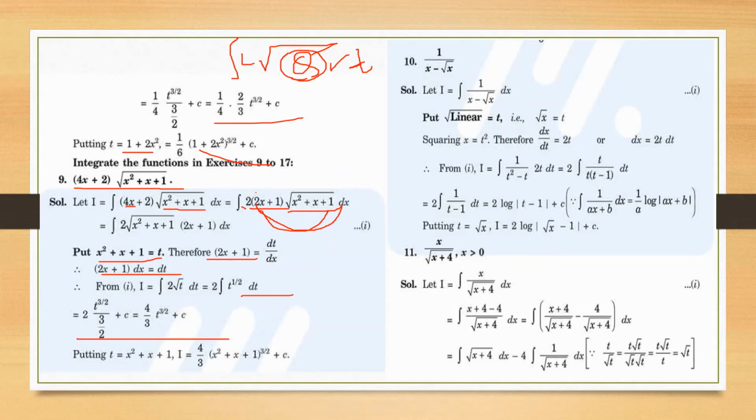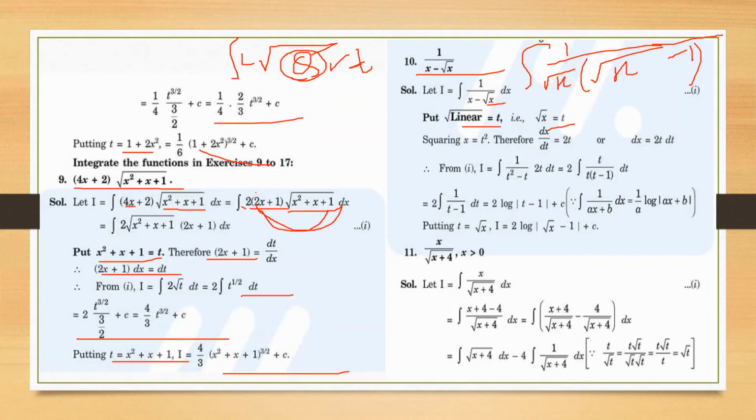Next, 1 upon x minus root x. Here also I'll put the linear term inside the root as t. That means my root x as t, right? You can think of this question like this also. Can I write this question as 1 upon root x times root x minus 1? Open it: this root is on this x only, so it becomes x minus root x. This is also one way.